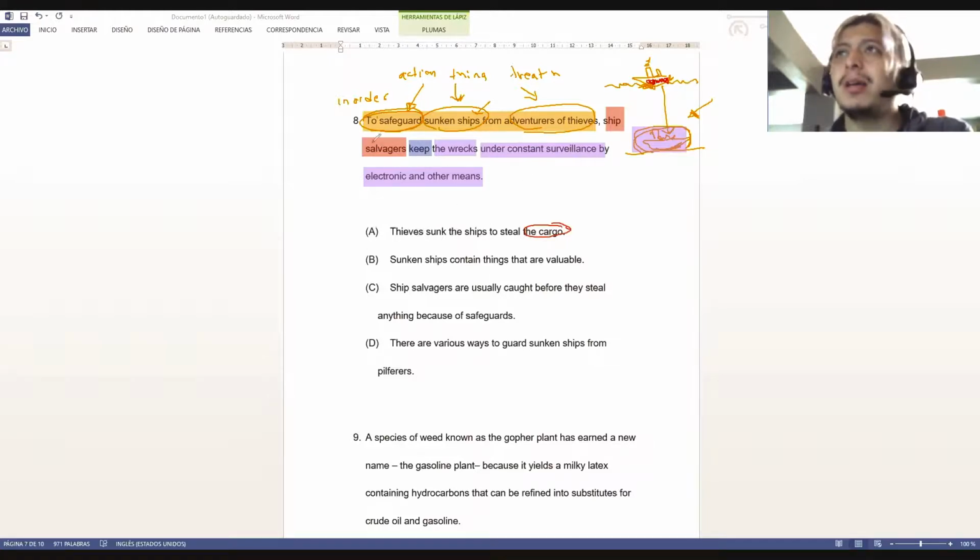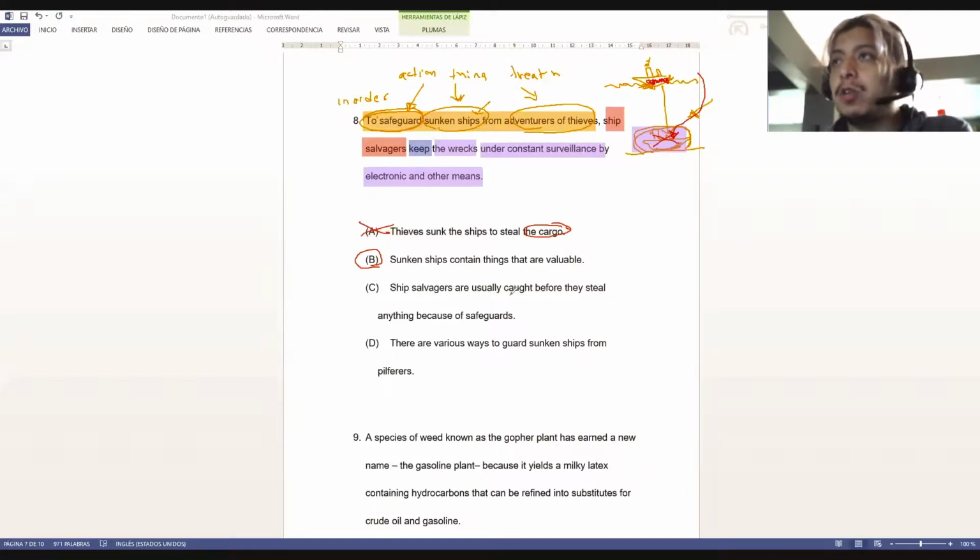Thieves sank the ships. It doesn't say that. It says that you need to safeguard sunken ships. It sank, but it doesn't say why. Maybe the thieves didn't sink the ship, but they noticed that the ship is there and they try to take advantage and steal from it. It doesn't mean that they sunk it. Sunken ships contain things that are valuable. I think it makes sense. If you're a thief and you want to steal the things inside of sunken ships, you imagine that these things are valuable.